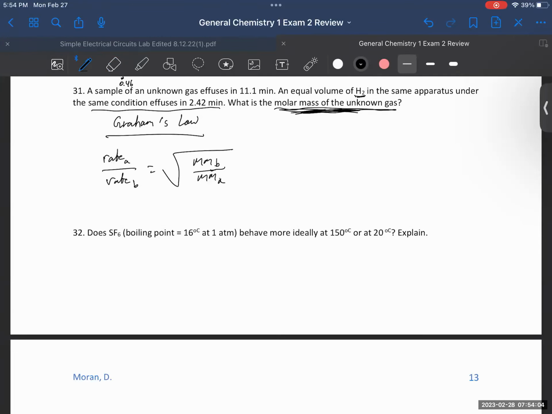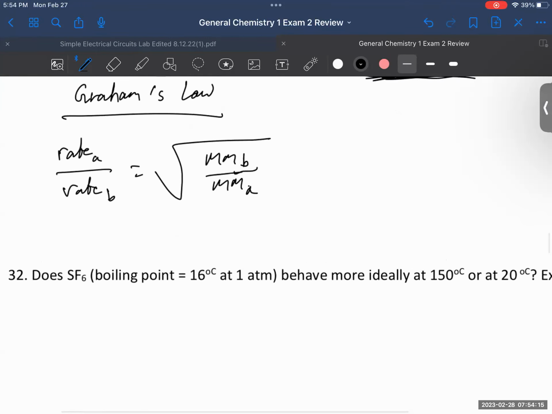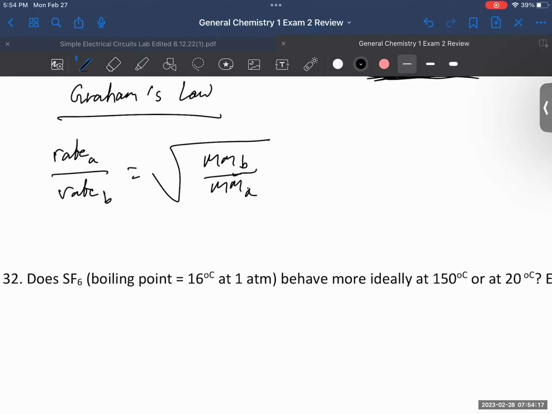You gotta do this: the molar mass of B over the molar mass of A. You gotta switch them up. Why? Because Graham said so. Go blame the box of graham crackers you have at home. Anyway, so Graham's law: rate A over rate B is the molar mass of B over the molar mass of A.